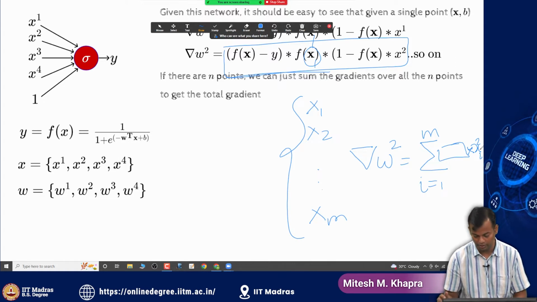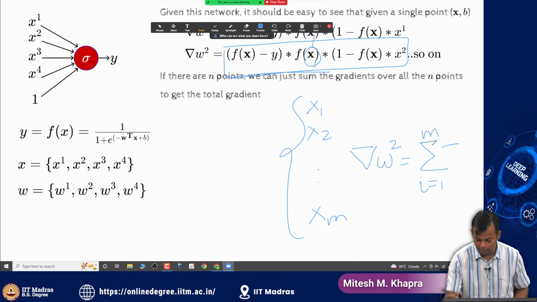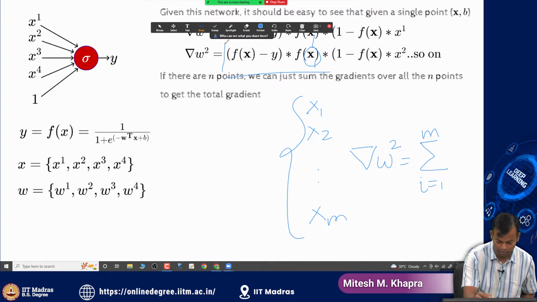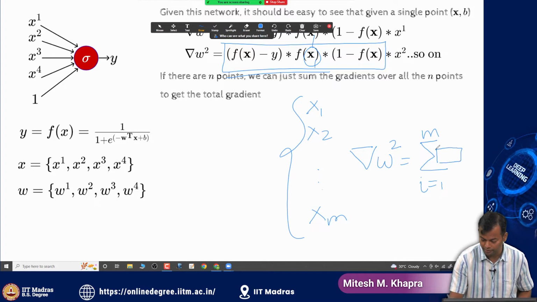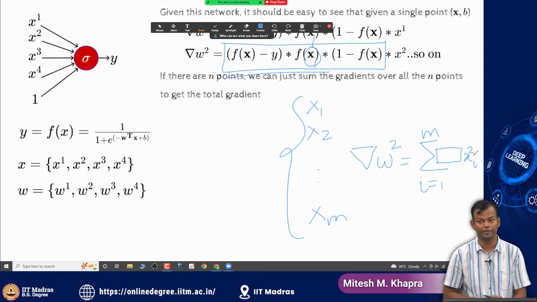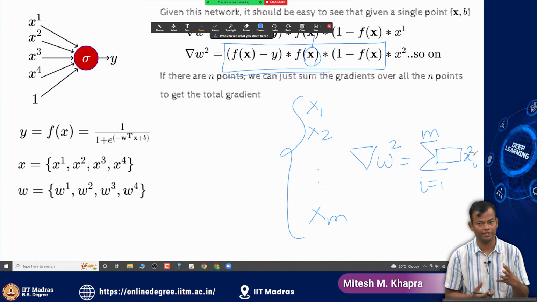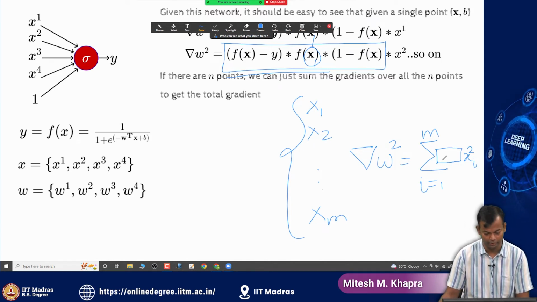So that's what the derivative would look like. Maybe this is not clear here, let me just undo that. Yeah, so you'll have this term which is in the bracket, and then multiplied by x2 of the corresponding input, right? So that's what the total derivative would look like. The derivative of the loss function with respect to W2 is going to be the sum of this quantity that I have shown here, okay?